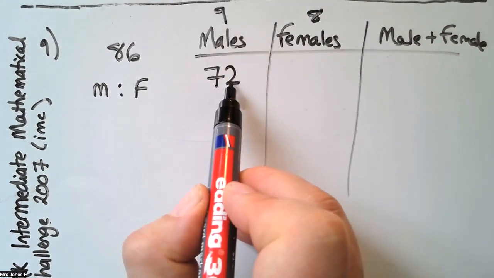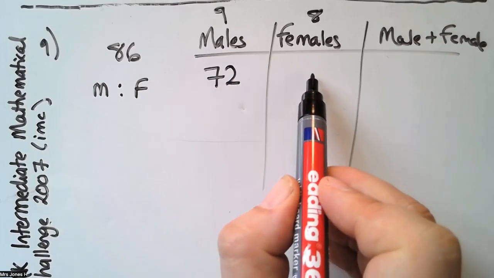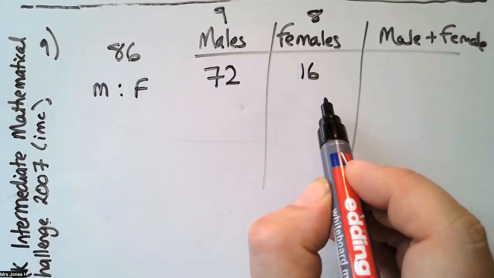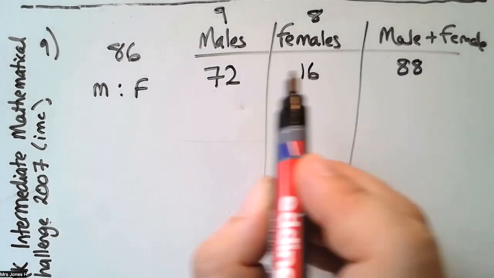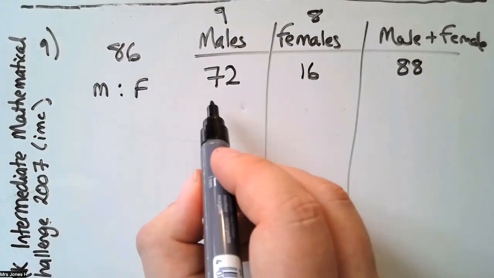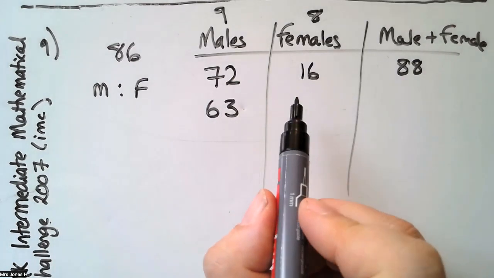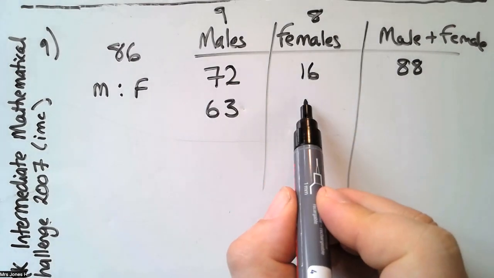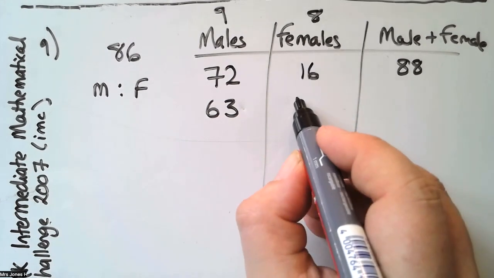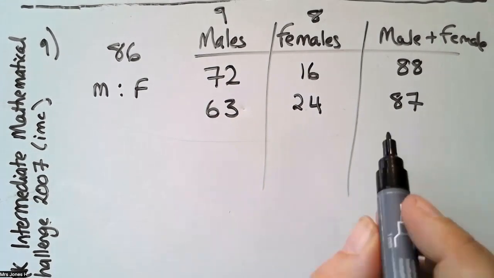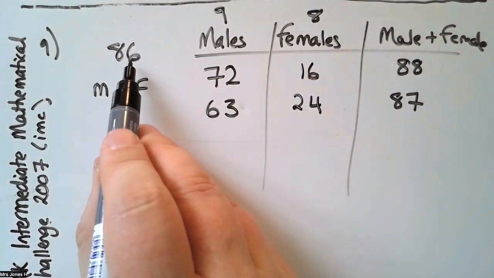So if I've got 72 stripes for the males, then the nearest I would have here is 16 stripes for 2 females, but that would give me 88, which is not my 86. So let's go down. If I've got 63 here, then the most I can have here, thinking about my 8 times table, would give me 87. I like the way that this is going down because I want 86.